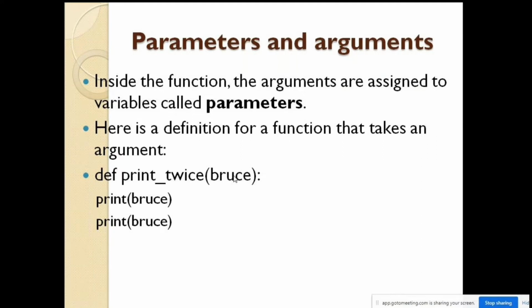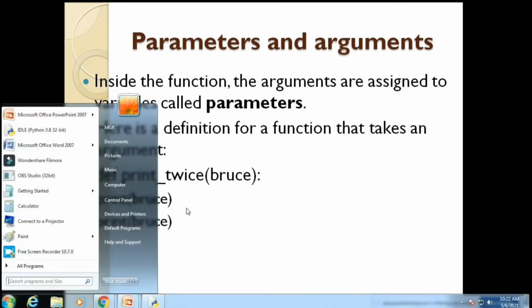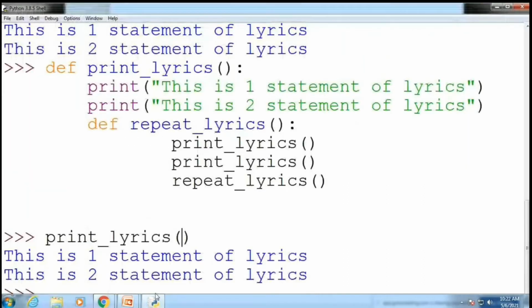It is called a parameter. Inside the parameter you will give any value, and this is called an argument. Here print Bruce prints Bruce twice when you call this print function. Now we will see the output of this program.